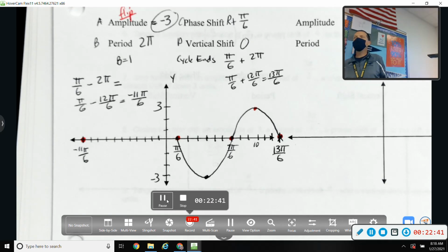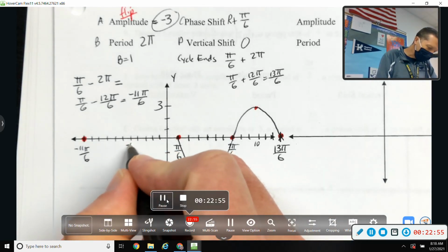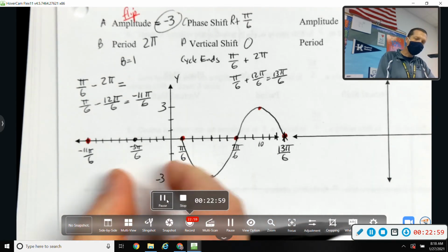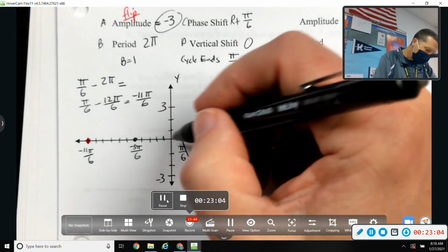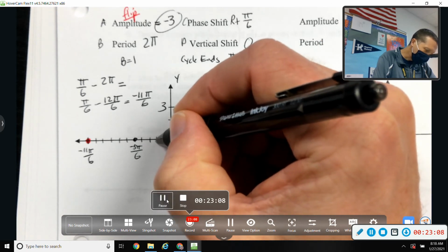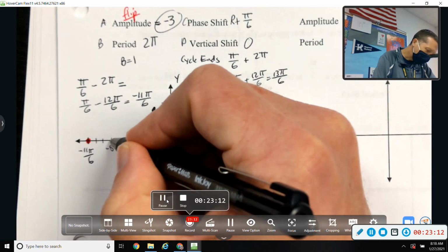Halfway in between. Andrew, you're a halfway person. What's halfway in between 1 and -11? Good, 5. 1, 2, 3, 4, 5. So -5 pi over 6, because it's 6 away from each of them. It's in the middle. Let's see. 1, 2, 3, 1, 2, 3. So right here at -2 pi, we'd have a max. And at -8, we'd have a min.